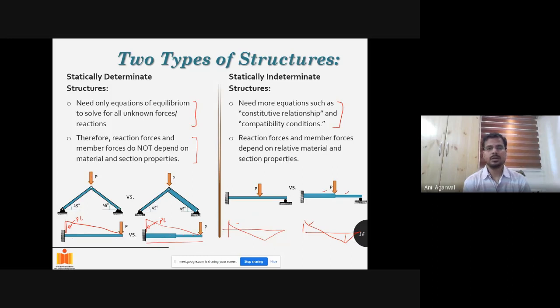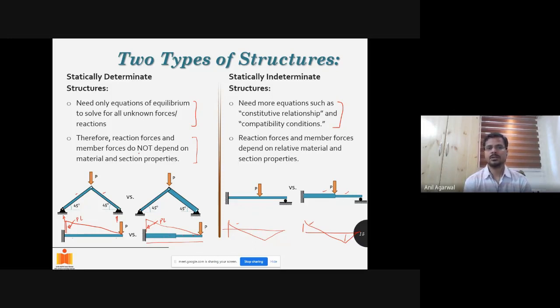Here, if you apply force P, how much reaction you are going to get on each side depends only on the geometry. It does not depend on which member is bigger or smaller. If you are applying P force here, you will get P by 2 reactions here. Same thing here. That means this is a determinate system. If it were an indeterminate system, that would not have been true.